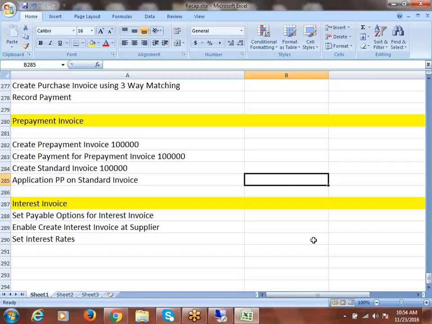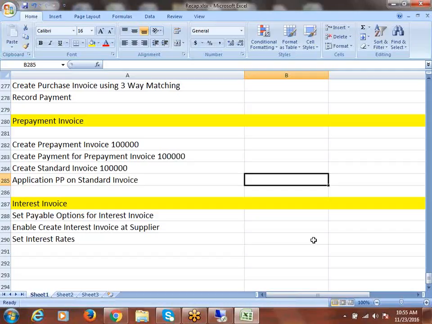So for this testing purpose, I'll create one invoice with a past date. Maybe this month's first. I'll create the invoice with 1st November, and I'll give the payment terms as immediate within that invoice. So the system will take the due date as the same date, 1st November only. I am giving immediate, so 1st November it will take as the payment due date.